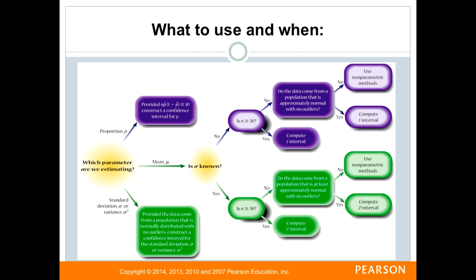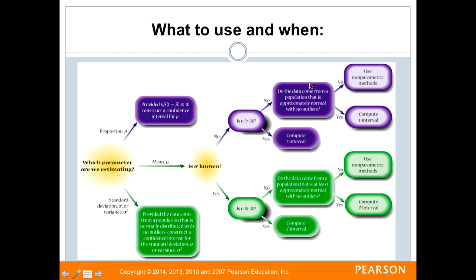We could, though. Now, since sigma is not known in our case, what we have to ask ourselves is if our sample size is large enough. So if n is greater than or equal to 30, meaning we have a large enough sample size, then we can compute our t interval, which works just fine. Now, if n is not greater than or equal to 30, then if the data comes from a population that is normally distributed and doesn't have outliers, then you can still compute the t interval, which works just fine.